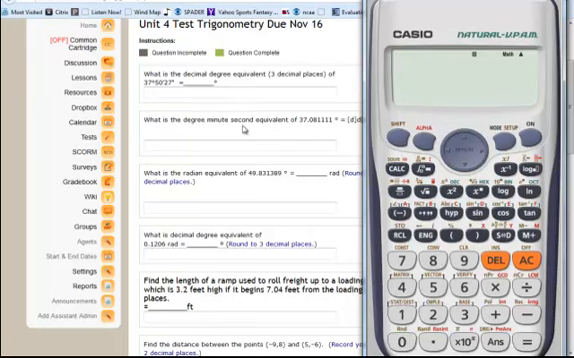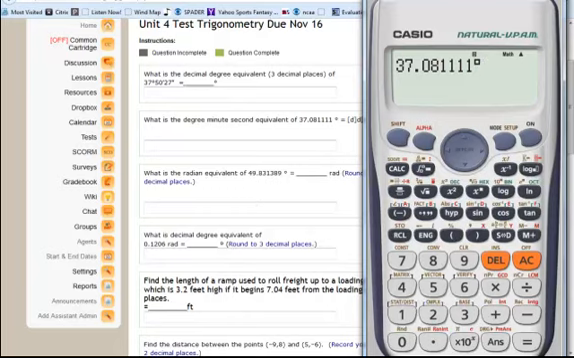Next one, what is the degree minute second equivalent? So you would press 37.081111 degrees, and then when you press equals, it will shift it into degrees minutes seconds.